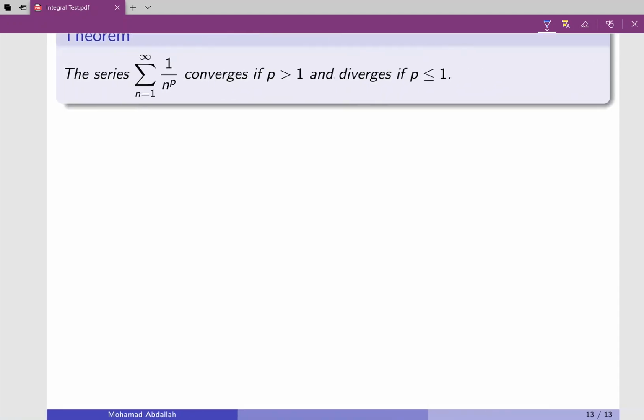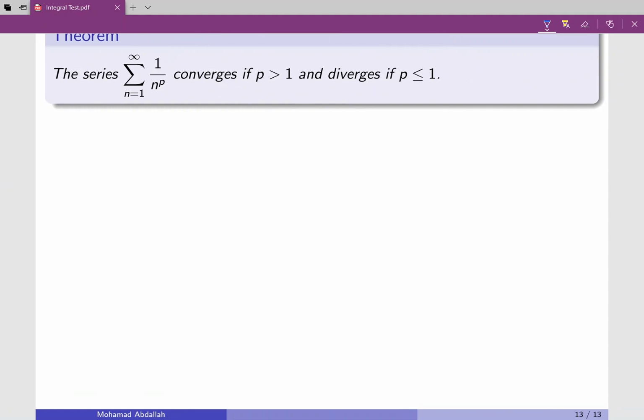Okay. Theorem. The series sum from n equal 1 to infinity of 1 over n to the power p converges if p is bigger than 1, diverges if p is less than or equal to 1. The proof is simple because we can apply the integral test here and show that it is applicable. So I can use the results I had for the p integrals and apply them here directly.